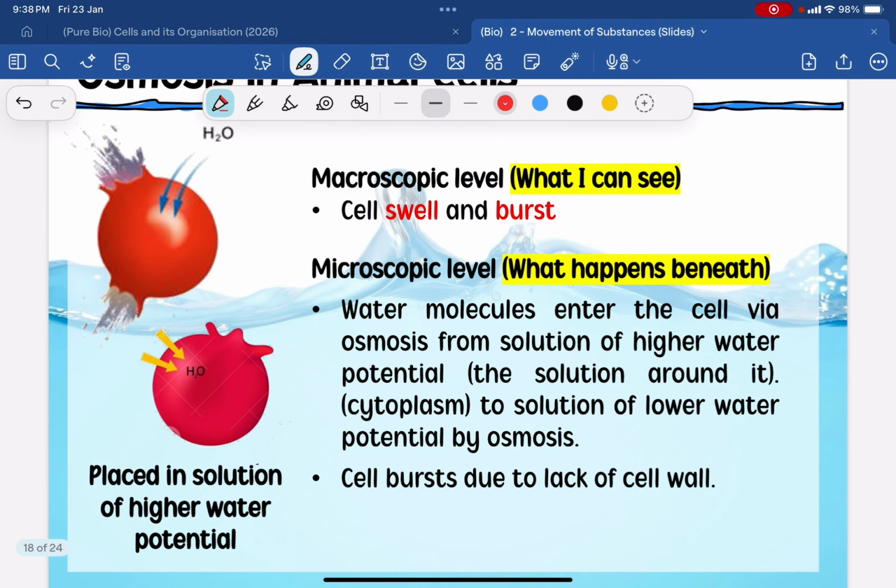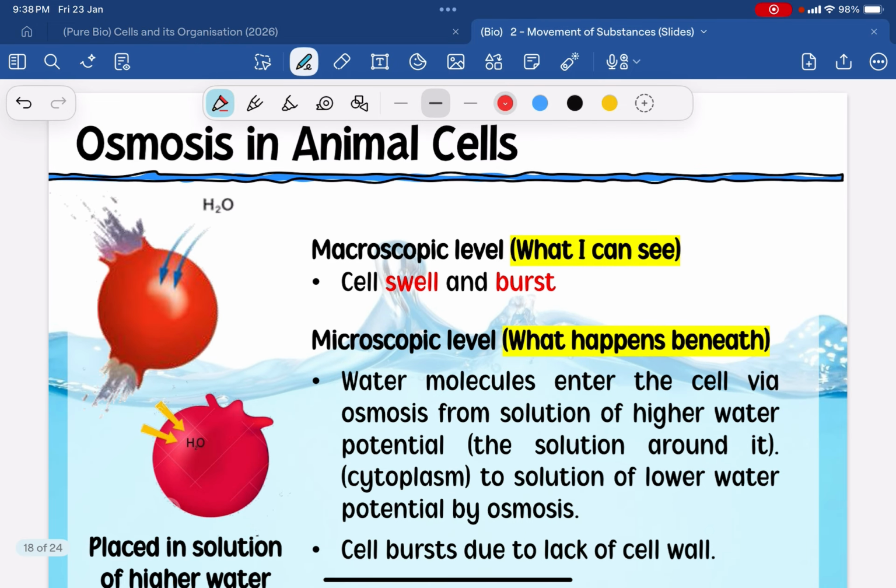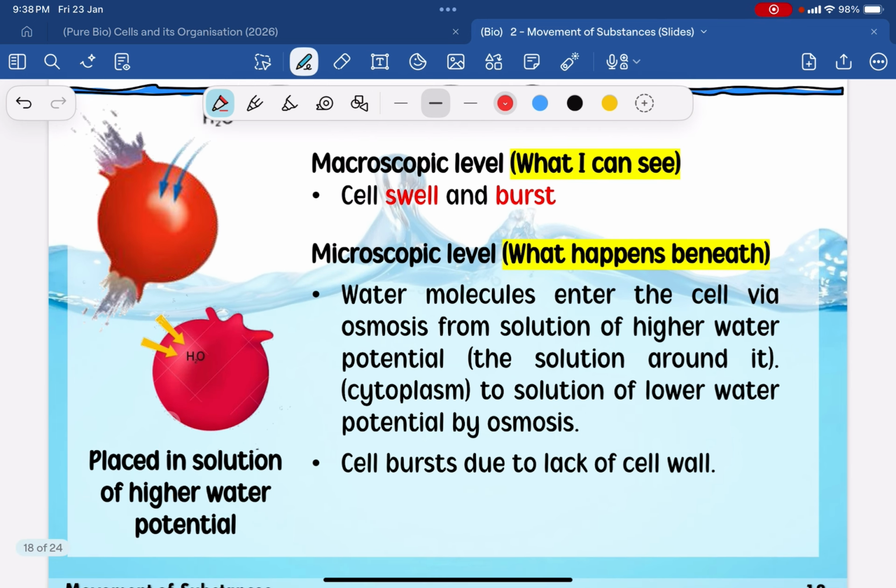For the last part of today's lecture, I'm sorry if it sounds a bit faster because I'm having a runny nose, and we are going to look at how osmosis affects both animal cells and plant cells. Alright, so please bear with me.